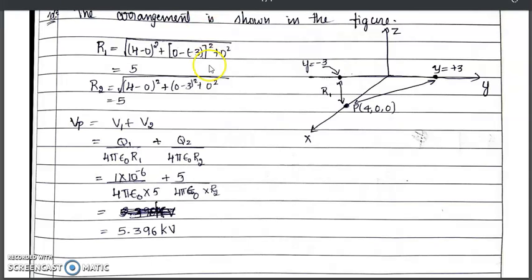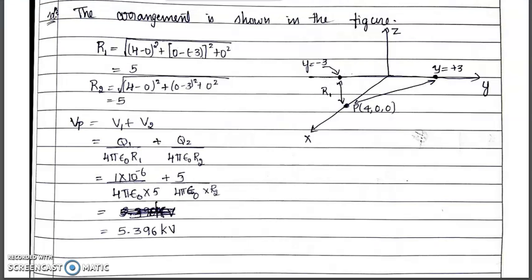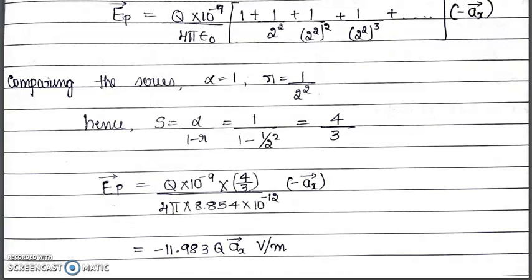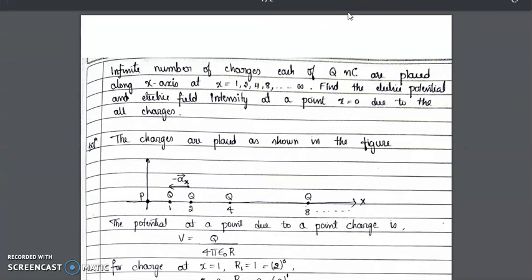So this is how you find the potential at point P due to charges present at different points, and what the effect of those charges is on the potential at point P. Next, we will see another problem. Given an infinite number of charges, each of q nanocoulomb, placed along the x-axis at x = 1, 2, 4, 8 up to infinity, find the electric potential and electric field intensity at the point x = 0 due to all the charges.